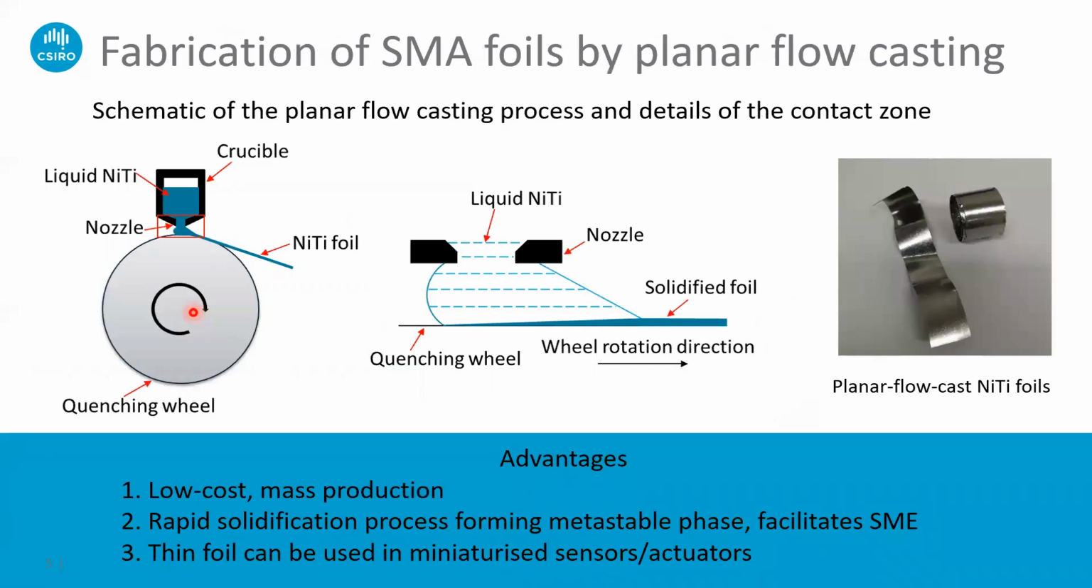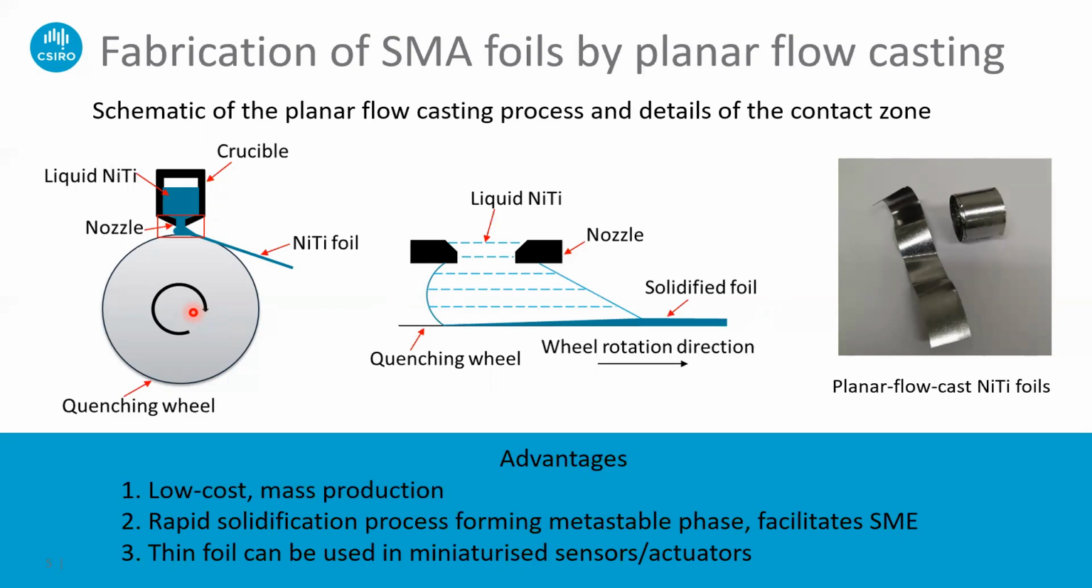So here we use a planar flow casting method to fabricate shape memory alloy foil. There are many advantages of this method, such as low cost, and it can be used in mass production. And it is a rapid solidification process. It can form metastable phases, which can facilitate shape memory effect. And the thin film can be used in very small, tiny sensors and actuators.